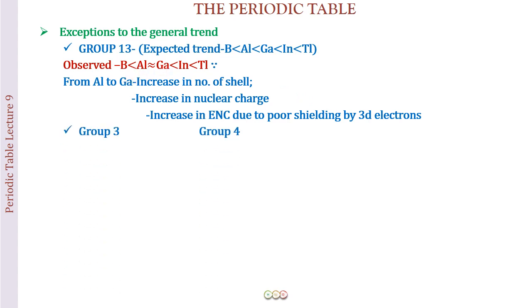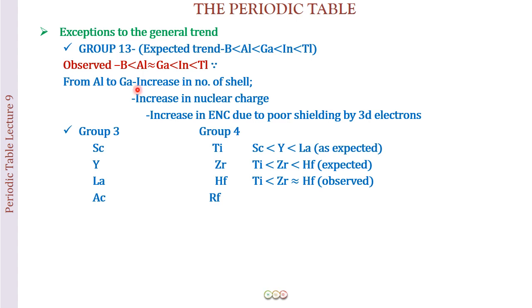The next trend is going to be for the group 3 and 4 elements. What is that? Let us see. We have group 3 elements to be scandium, yttrium, lanthanum and actinium. What you see over here is that scandium has a size smaller than yttrium, smaller than lanthanum, and smaller than actinium, which is as expected.